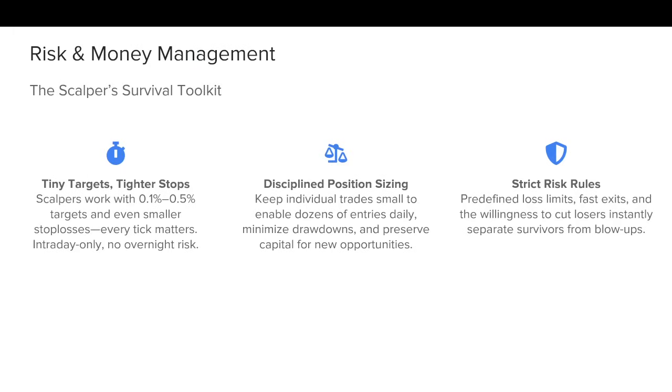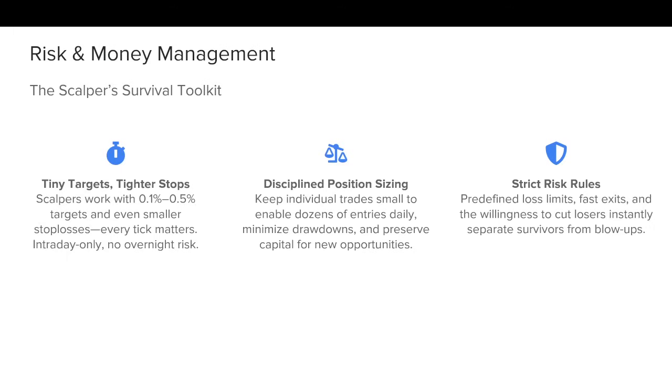Number 1, tiny target, tighter stop. Scalpers work with 0.1 to 0.5% targets and even smaller stop losses. Every tick matters. They will never carry their trades overnight, so there is no overnight risk. All trades are intraday. Number 2, disciplined position sizing.